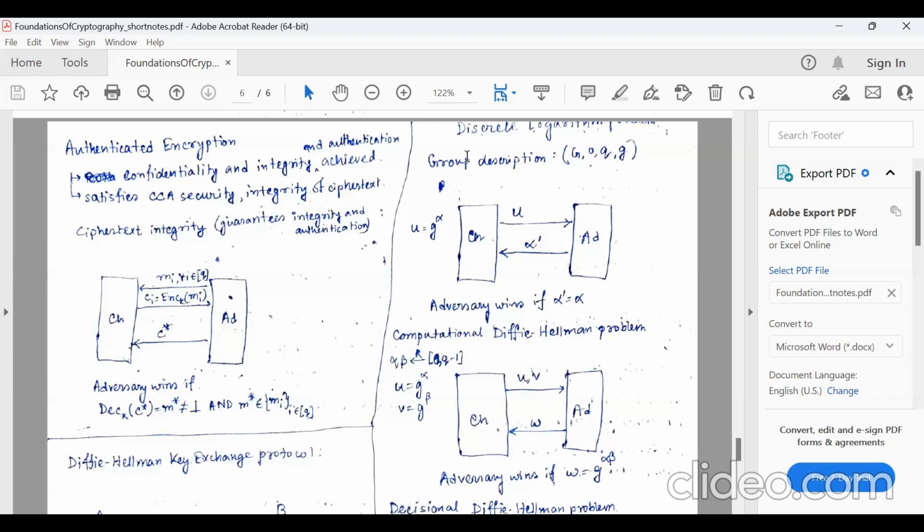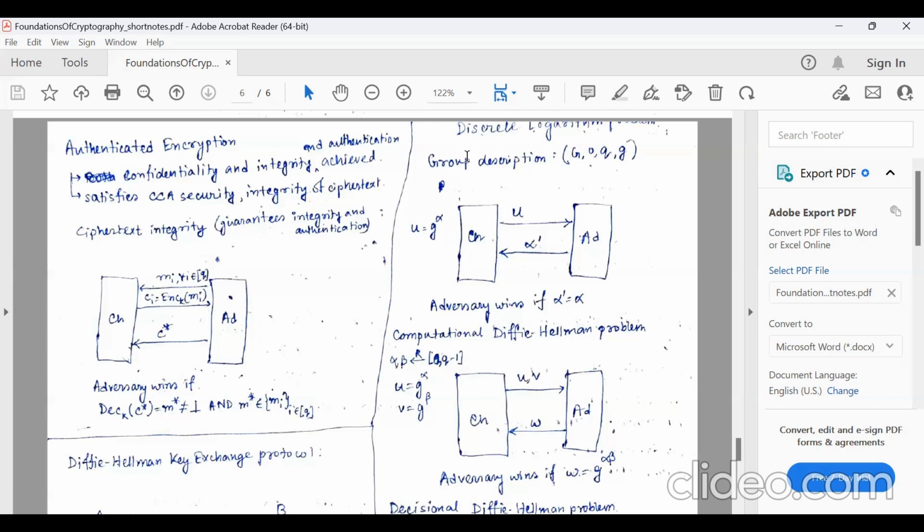Now, coming back to this discrete log problem. The candidate groups where it is believed that solving the discrete log problem by any PPT adversary is hard, we say that in those groups the discrete log assumption holds true. And there is another problem related to this discrete log problem, which we call the computational Diffie-Hellman problem.